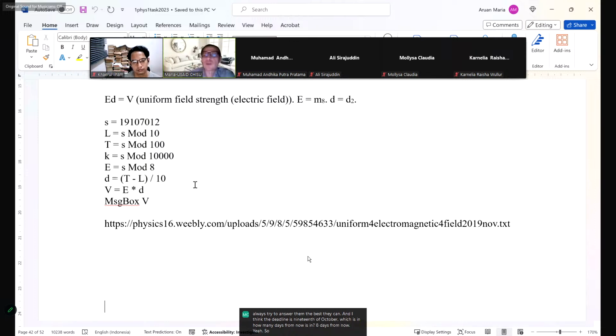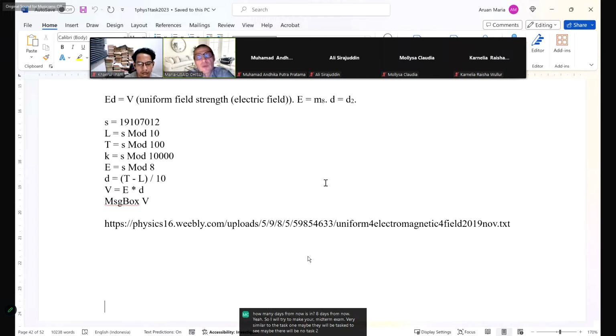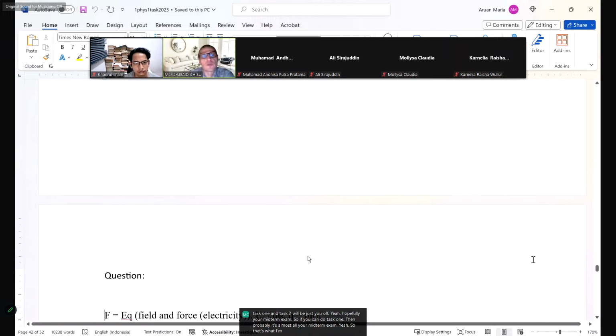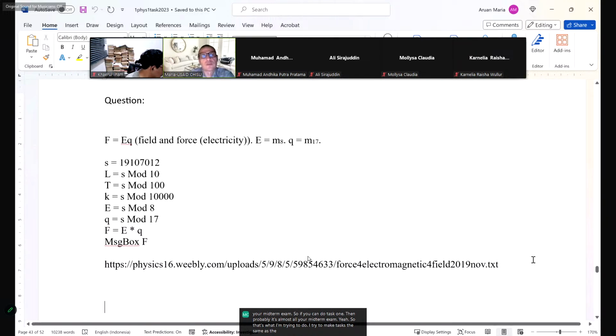So I will try to make your midterm exam very similar to task 1. Maybe there will be task 2. We'll see. Maybe there will be no task 2. And if there will be task 2, then task 1 and task 2 will be just, hopefully, your midterm exam. So if you can do task 1, then probably it's almost all your midterm exam. Yeah. So that's what I'm trying to do. I try to make tasks the same as the exams. Yeah.